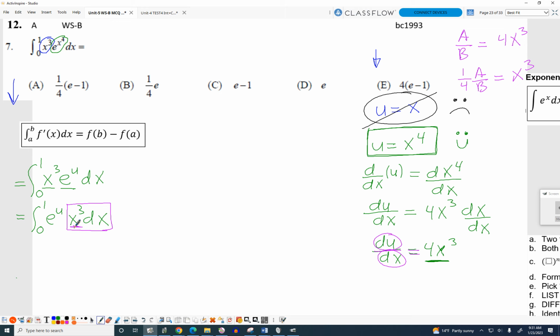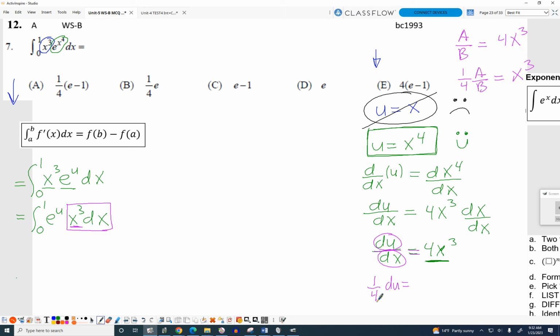So Ian in the back. Back to here, Ian. I don't want to just get rid of the 4. I want to somehow write x cubed times dx. Yeah, you multiply by dx. So I multiply the dx. So I get du times 1/4.